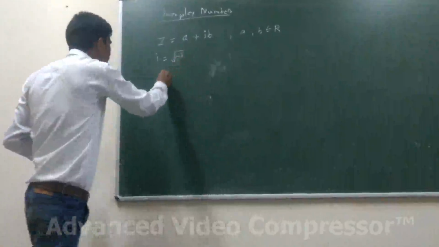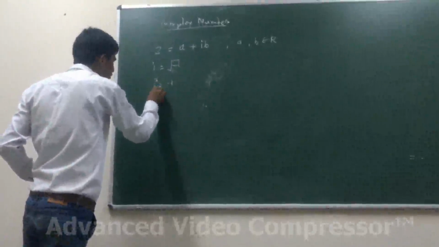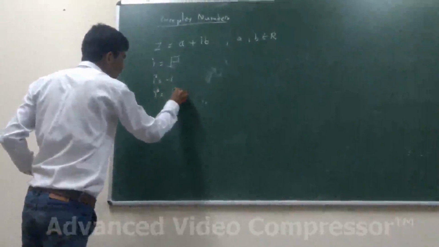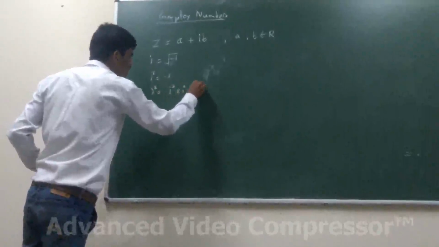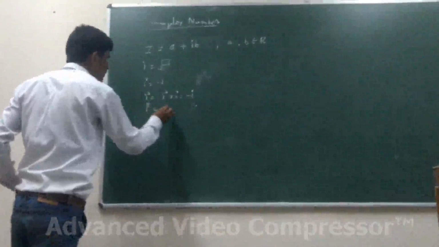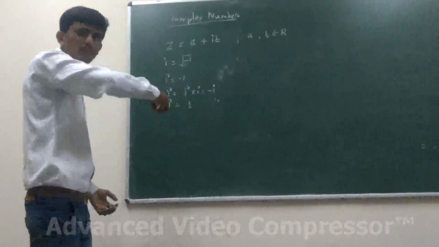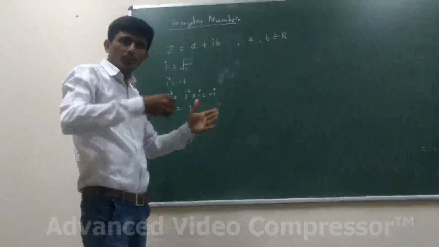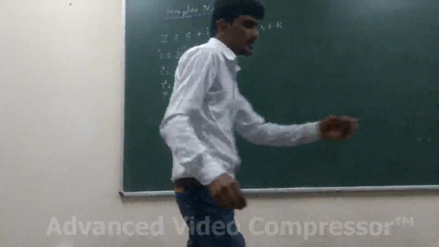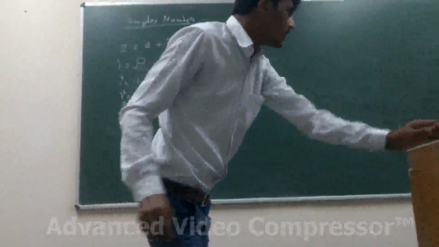We can say iota square is equal to minus 1, and likewise iota cube is equal to iota square into iota, which is equal to minus iota, and iota to the power 4 is equal to plus 1. Likewise, the same process repeats for higher powers of iota, okay? This is another example.